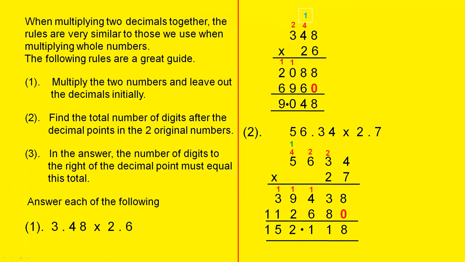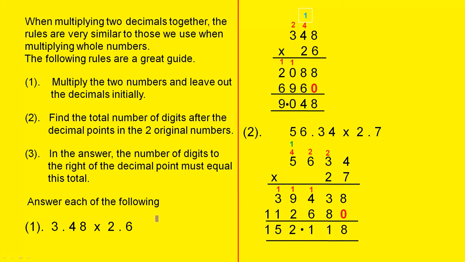Number 1. Multiply the two numbers and leave out the decimals initially. So pretend there are no decimals and just multiply the two numbers out. Rule number 2. Find the total number of digits after the decimal points in the two original numbers. Now when we do the examples, I'll explain very clearly what that means. And number 3. In the answer, the number of digits to the right of the decimal point must equal this total. I will also explain that when we do the examples.